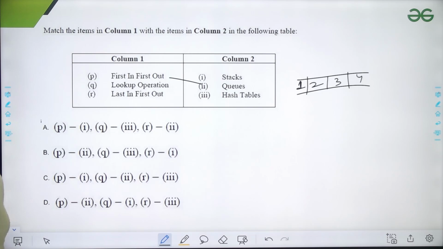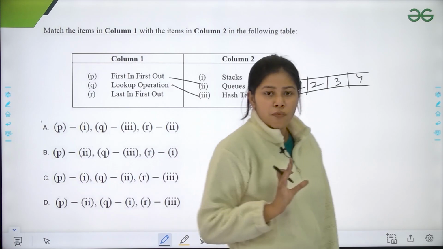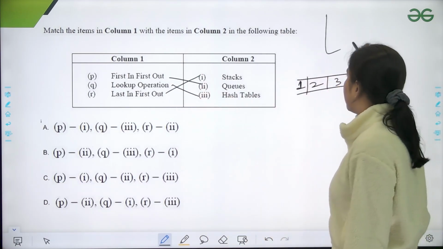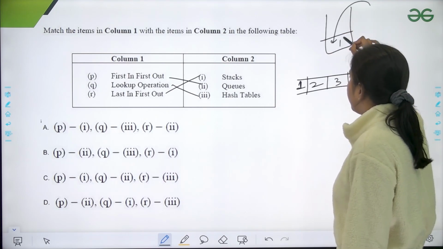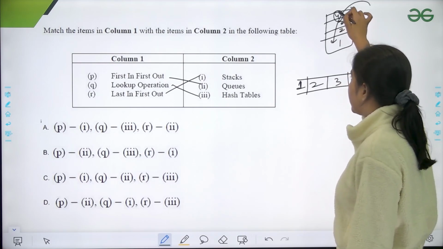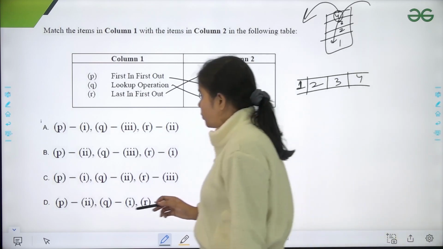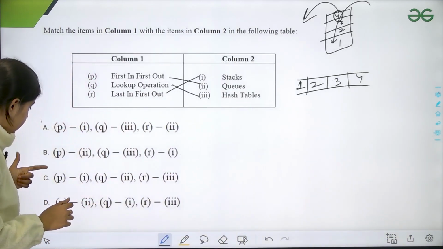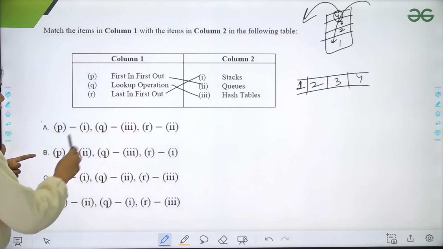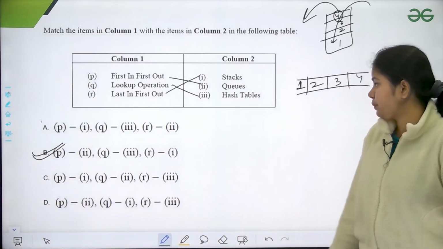Lookup operation. So lookup operation we use in hash table because hash tables help me to find out a uniform value, right? So that is lookup operation. Last in first out, that is stack, because what stacks do? Let's say if I put 1 2 3 4, the number which I have put in last gets removed first. So last in first out, right? So let's see which of the option matches. P is second, and then Q is third and R is first. So option B is true, right? So B is a correct option here.